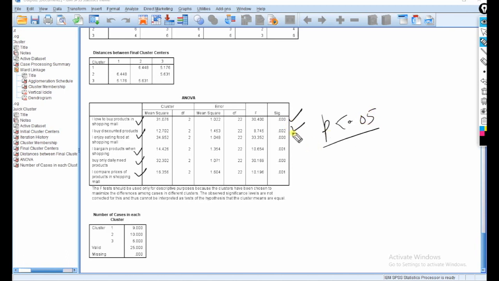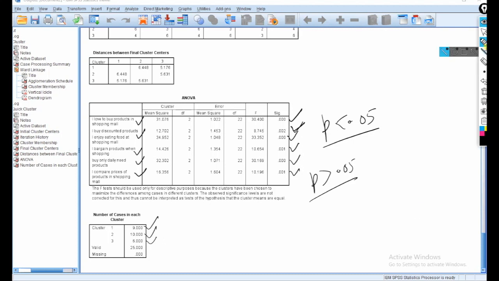It's less than 0.05, so it is significant. If for any question the P value is greater than 0.05, then we delete that particular question. But here we have taken 6 questions and all these 6 questions are significantly different. Now the number of cases in each cluster: the first cluster has 9 people, the second cluster 10 people, and cluster 3 has 6 people.